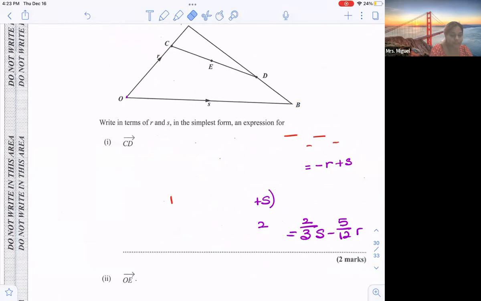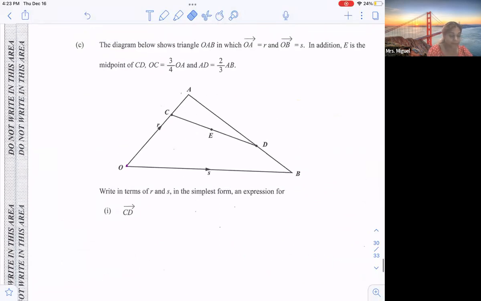Now, we just need to understand the vectors and matrices, because CXC hardly ever deviates from this question. So this one has been the same since I don't know how long. So let's see what they ask in the question. The diagram below shows a triangle, AOB. So we can see that triangle. OA is R, and OB is S. So we see those, right?